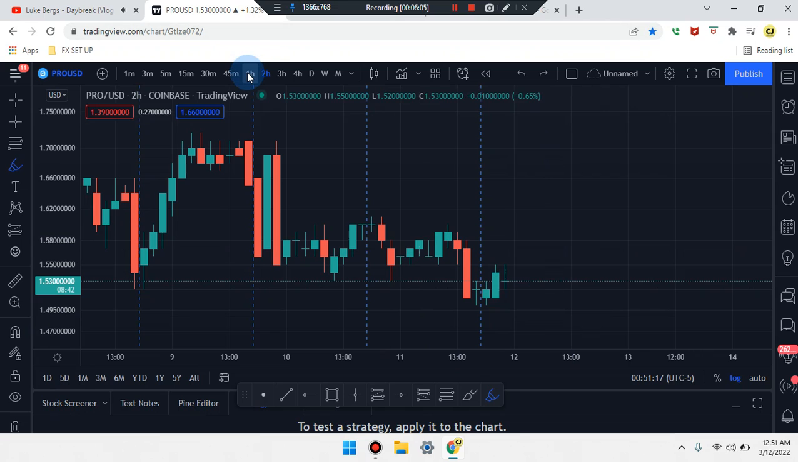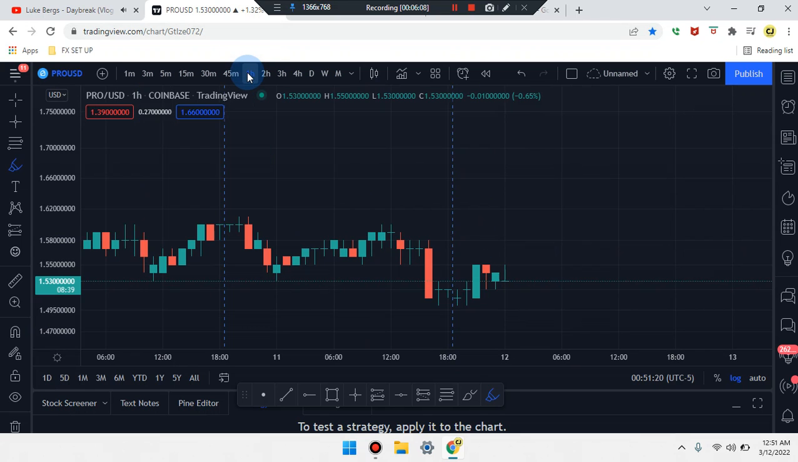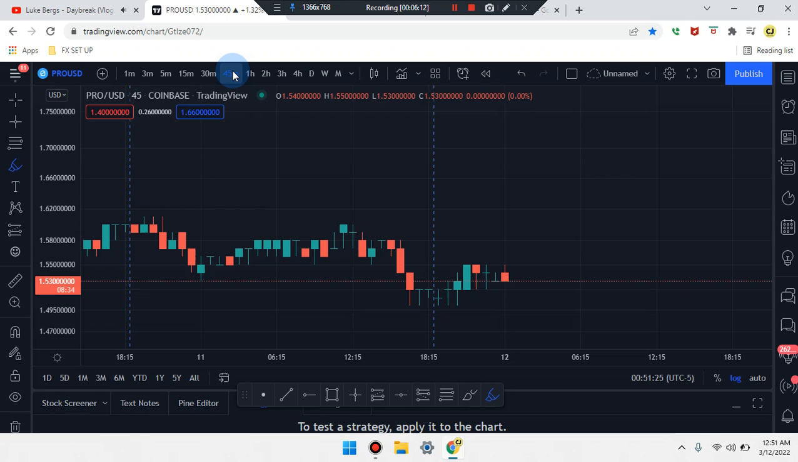Headed down to the 1 hour time frame. Let's see what's going on. 1 hour is a doji, so it's identified the same as the 2 hour. Headed down to the 45. We got some retests in that market. Market just in a consolidation. Just keep it simple. Market just consolidating sideways. We want to see that come out of there.